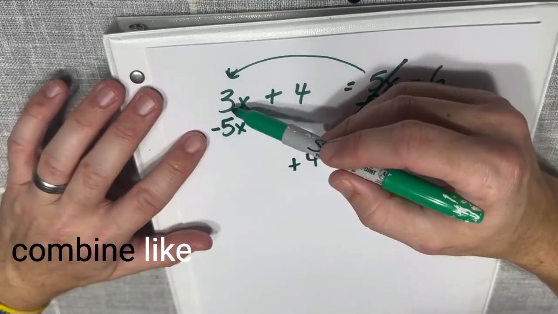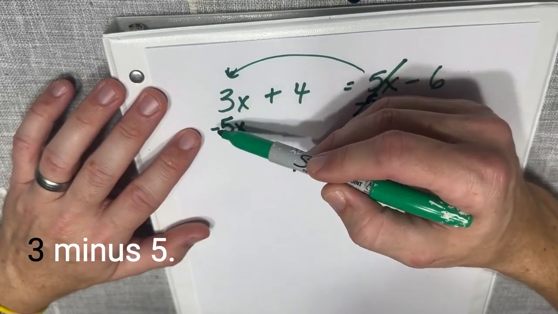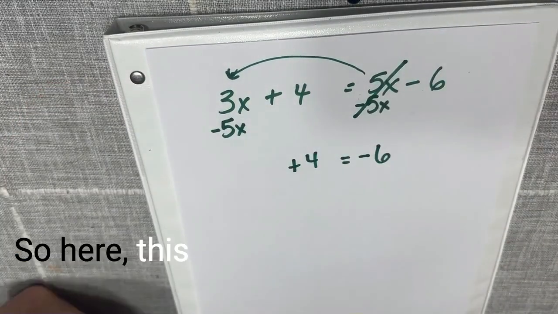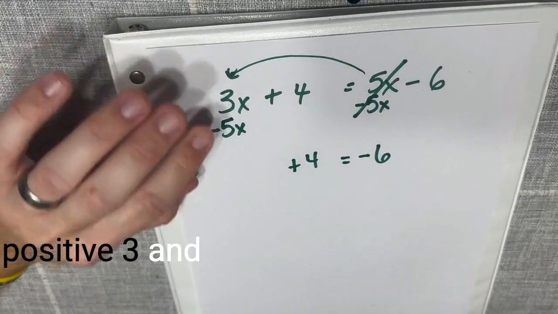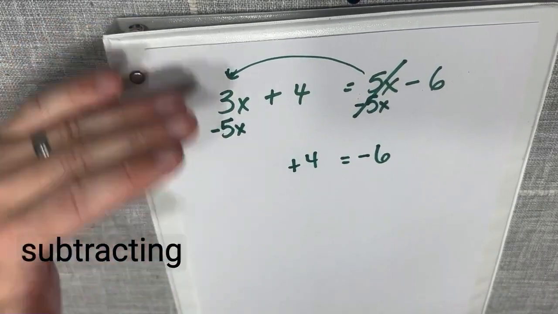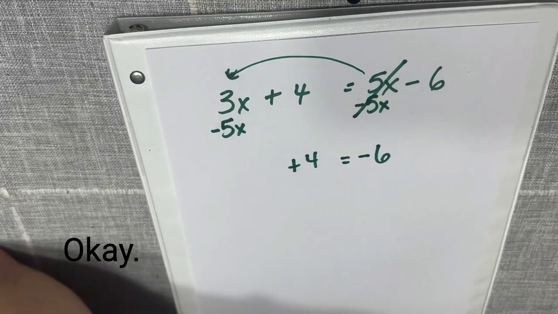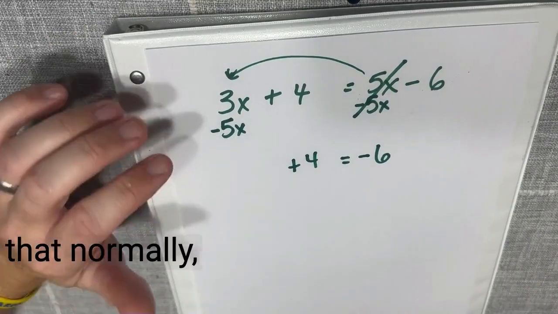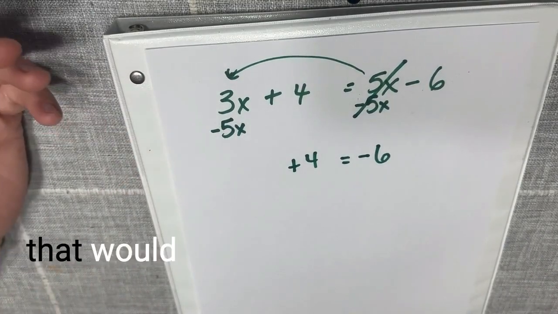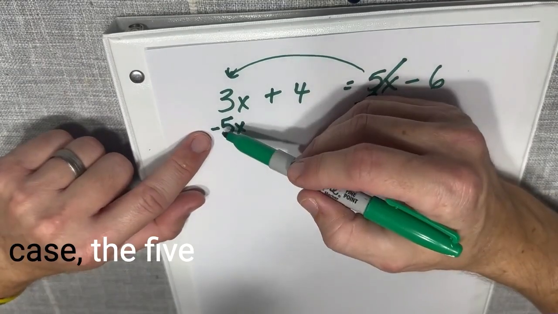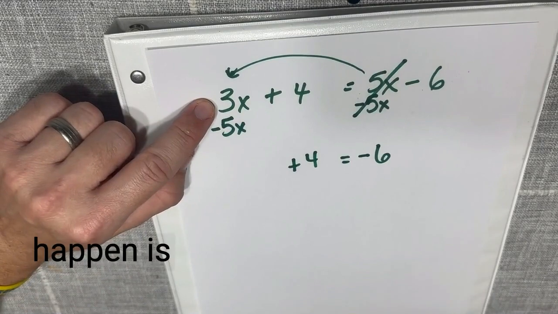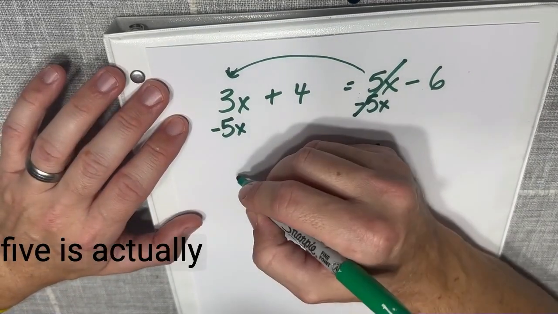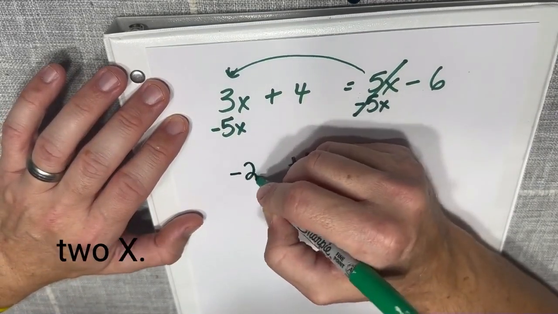But now I have to combine like terms here. I have to say 3 minus 5. This is where it gets a little tricky. I have a +3 and a -5, so I'm subtracting these numbers. Normally if I said 5 minus 3, that would just be a 2. But in this case, the 5 is negative. So 3 minus 5 is actually going to give you a -2x.